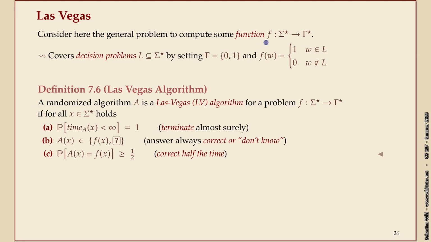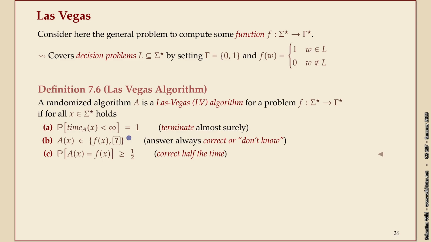Then a Las Vegas algorithm is a randomized algorithm A, where we have 3 conditions. First of all, it should always terminate, but only almost surely. So there's probability 1 for it to stop, but it might potentially run forever, like in the example of the roll die procedure we had last time.